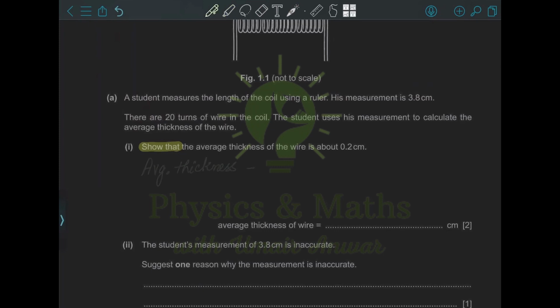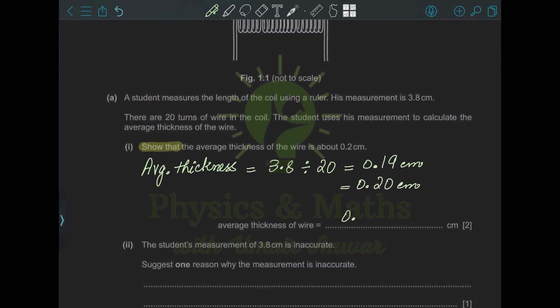So for this working, the average thickness would be calculated by dividing the total length, which is 3.8 centimeters, by the total number of turns. So it comes out to be equal to 0.19 centimeters, which could be approximated to 0.20 centimeters. So the average thickness of the wire is about 0.2 centimeters.